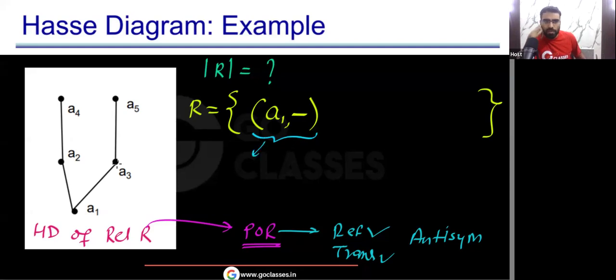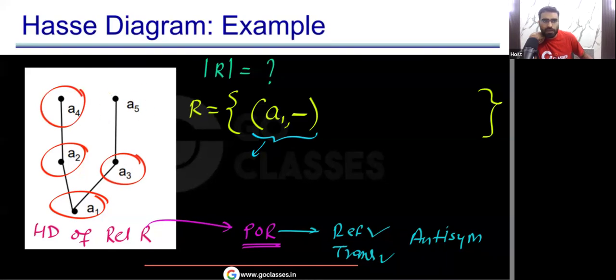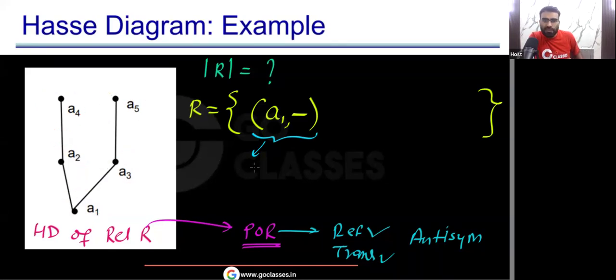A1 is related to how many elements? Tell me. See, A1 is related to A1, A1 related to A2, A1 related to A3, A1 related to A4, A1 related to A5. So A1 is actually related to 5 elements. Yes or no? 5 such ordered pairs will be there. Do you agree? So there will be 5 ordered pairs where the first element is A1.